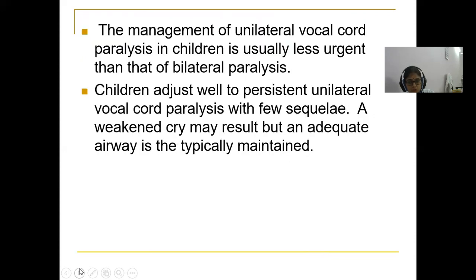The management of unilateral vocal cord paralysis in children is usually less urgent than that of bilateral paralysis. Children adjust well to persistent unilateral vocal cord paralysis with few sequelae. A weakened cry may result, but an adequate airway is typically maintained well in unilateral paralysis.